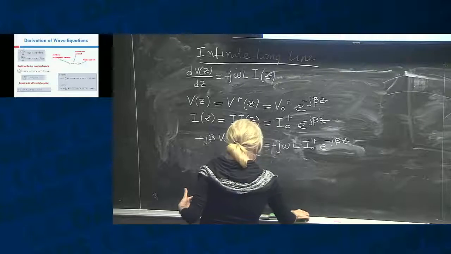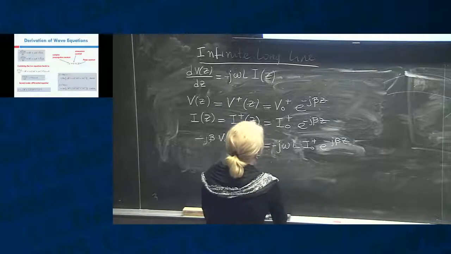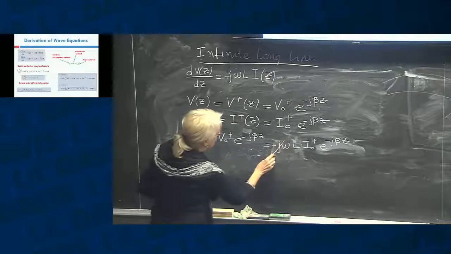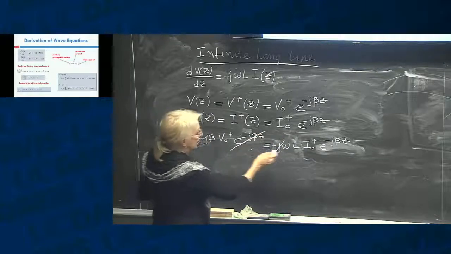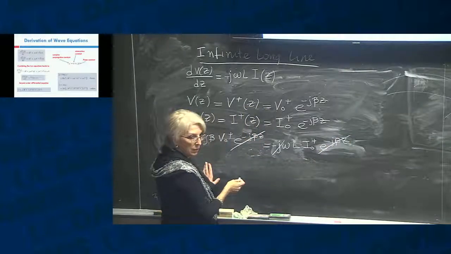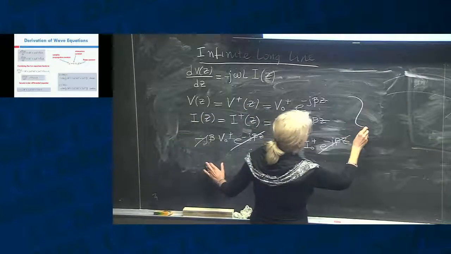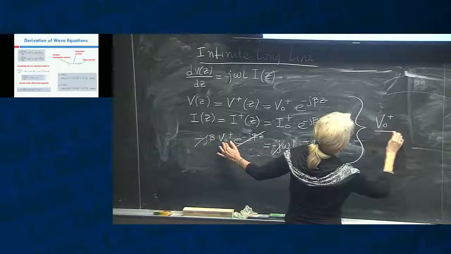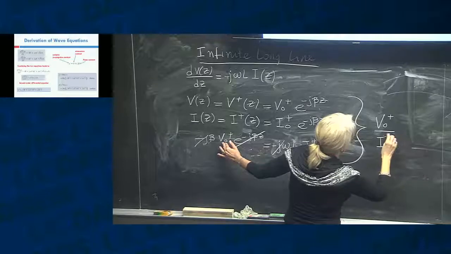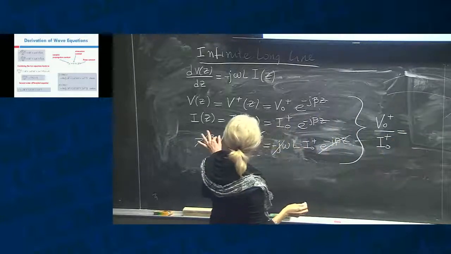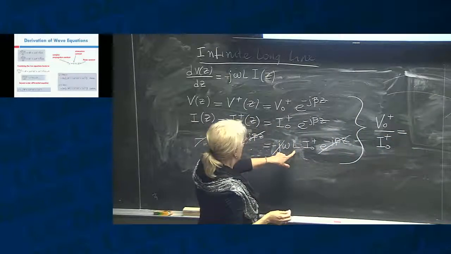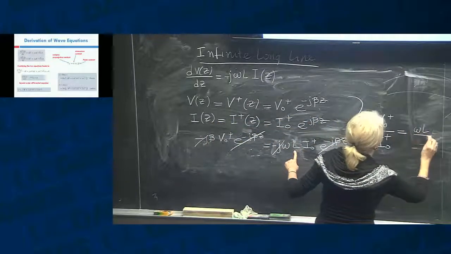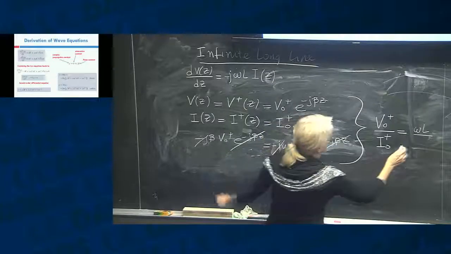All right, so now I simplify things. This here and this goes. This one here and this goes. And what do I get out of this? I get that V naught plus over I naught plus equals ωL over β.